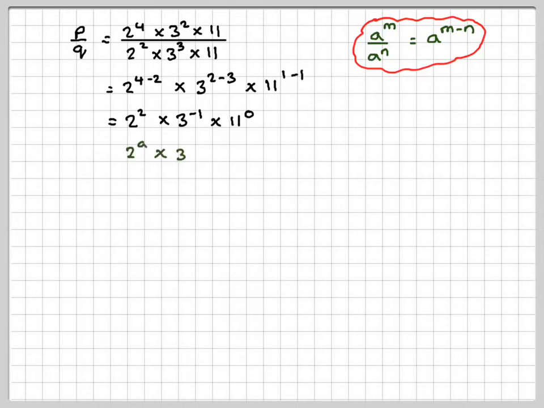Now that's in the format that the question asks us for. We were asked to put it into the format 2 to the a, 3 to the b, and 11 to the c. That means that a is 2, b is minus 1, and c is equal to 0.